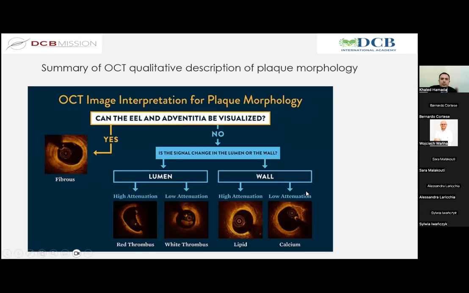This is a summary of the OCT qualitative description of plaque morphology. First, if we can see the external elastic lamina and adventitia well, it is mostly a fibrous plaque. If we cannot see them, then the second question is whether the signal change is in the lumen or in the wall. If it is in the lumen, it is a mass or thrombus. If it has high attenuation, it is a red thrombus. Low attenuation is a white thrombus. If the signal change occurs in the wall with high attenuation, it is a lipid plaque. With low attenuation, it is most likely calcium.